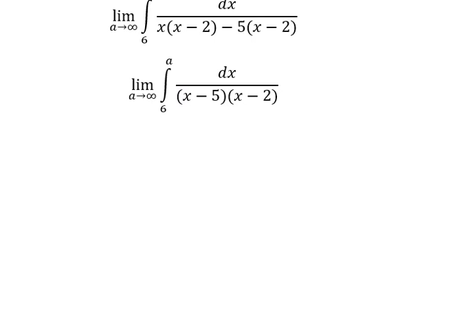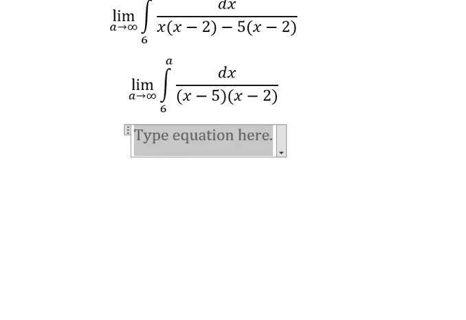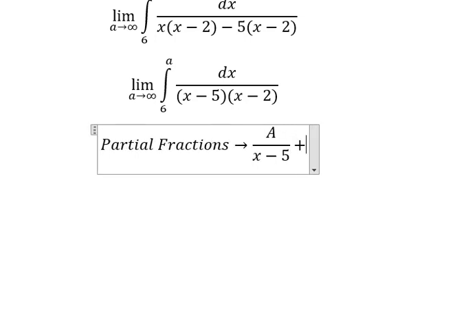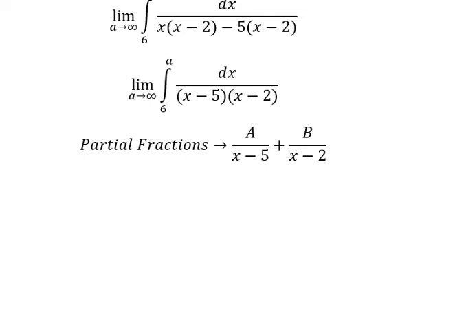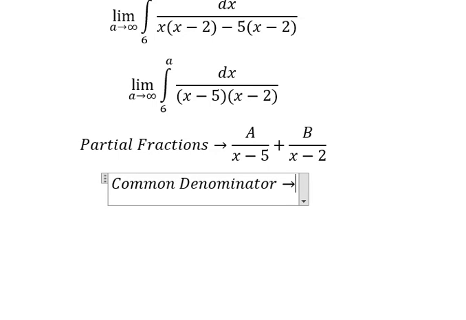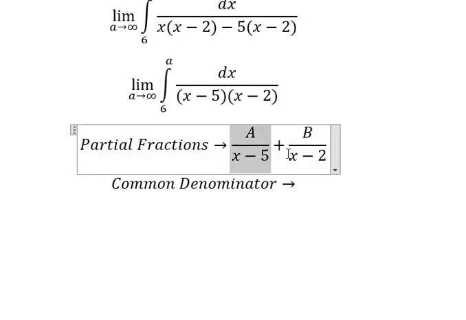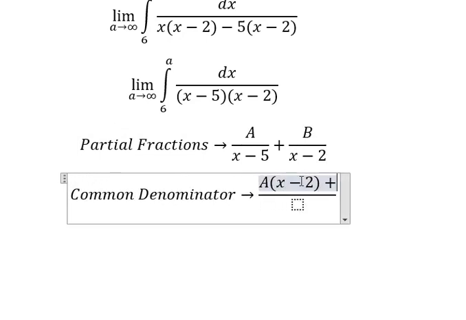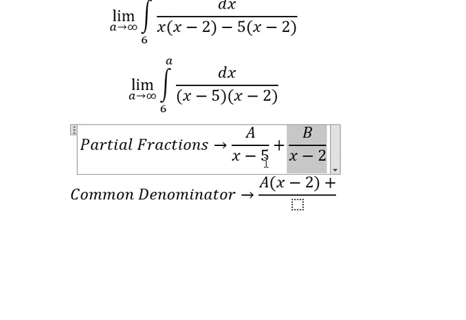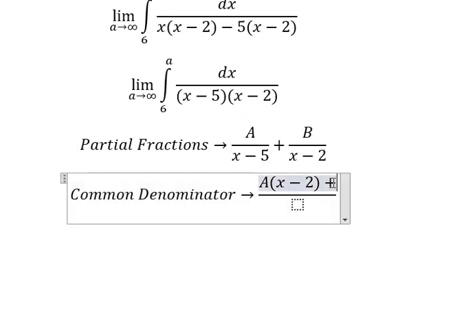Next, we can use partial fractions. So I will put capital A over s minus 5 and capital B over s minus 2. Now, we do common denominator. About this one, it is missing s minus 2, so capital A multiplied by s minus 2. About this one, it is missing s minus 5.